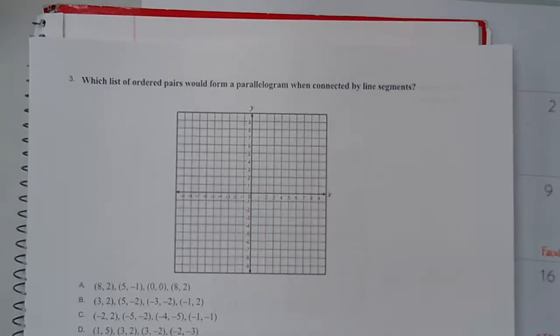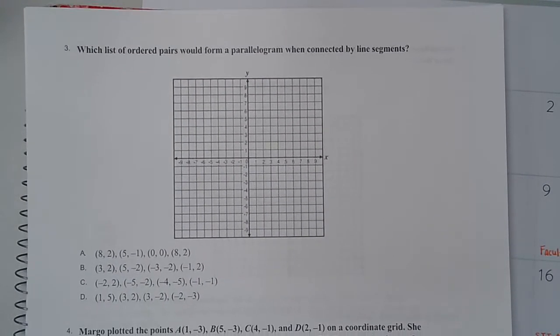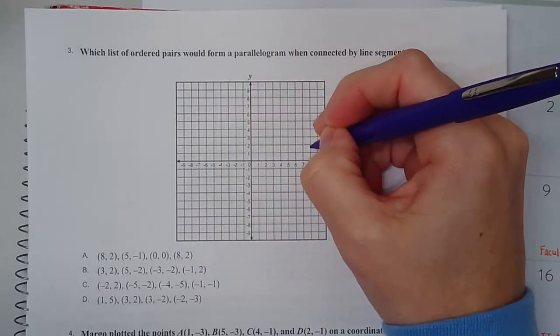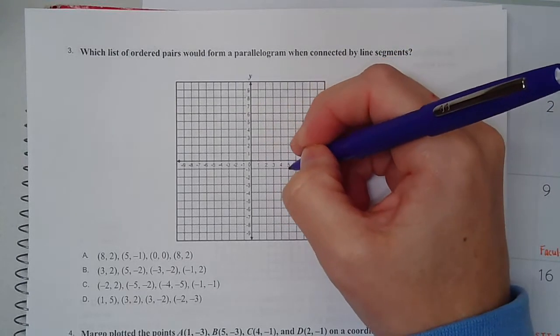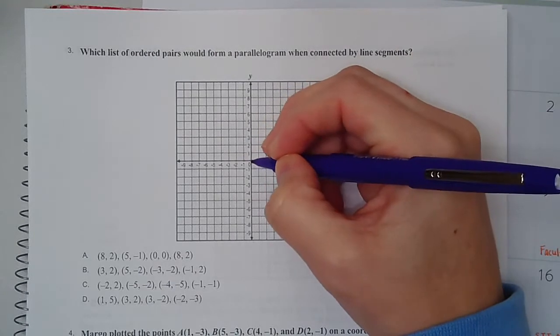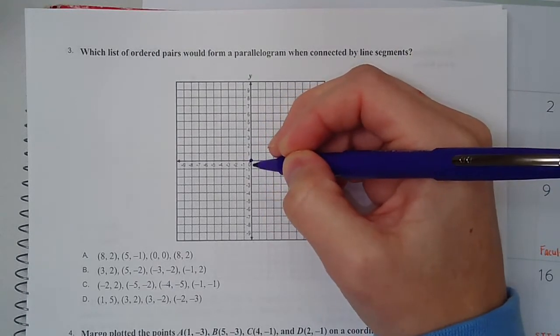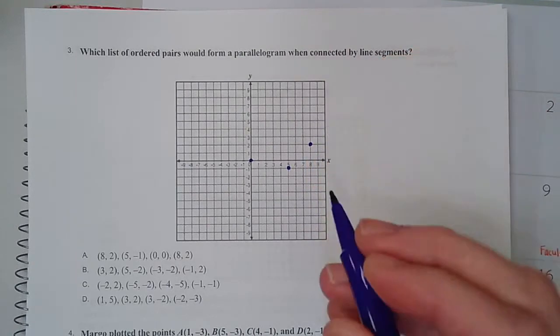Which list of ordered pairs would form a parallelogram when connected by line segments? So this one, they give us all 4 points. We just need to figure out which one's going to make a parallelogram. This one might get messy, so I apologize ahead of time. All right, so (8, 2), (5, -1), (0, 0), and (8, 2). So back to where we started.